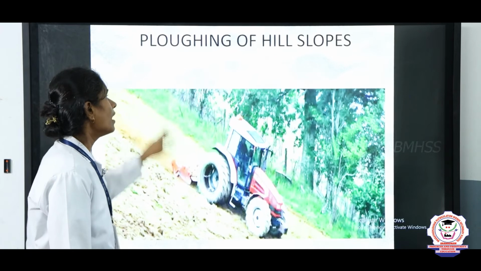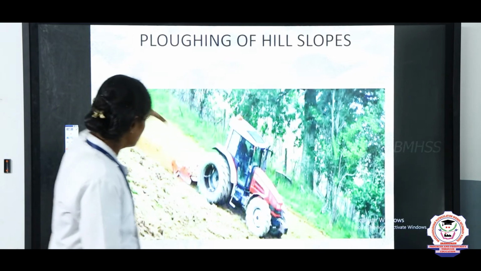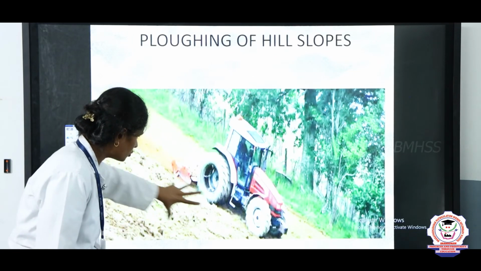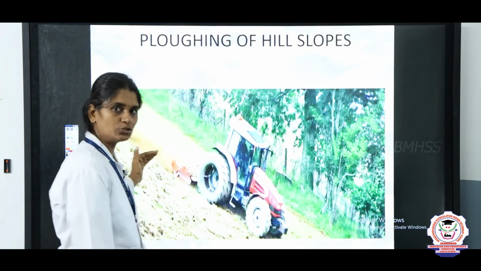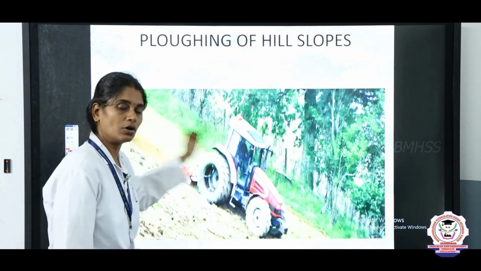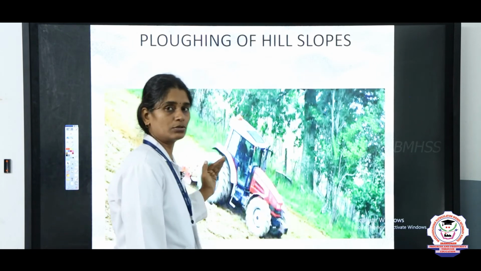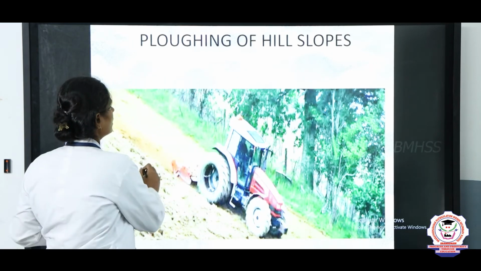And the next one, ploughing of hill slopes. Once we plough, once we loosen the soil, it can be moved away from that place to any other new place, or deposited or removed from that place. So that is also a cause for soil erosion.